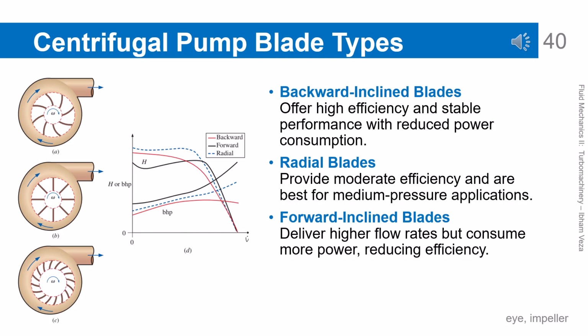Centrifugal pump blade types. Backward inclined blades provide high efficiency and stable power characteristics. Radial blades are used for medium pressure applications with moderate efficiency. Forward inclined blades can deliver high flow rates, but require higher power input. The choice of blade type strongly affects the performance curves and power consumption of the pump. Therefore, blade design is a key decision in pump engineering.